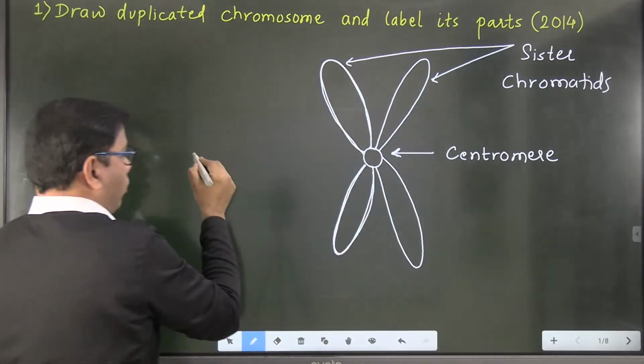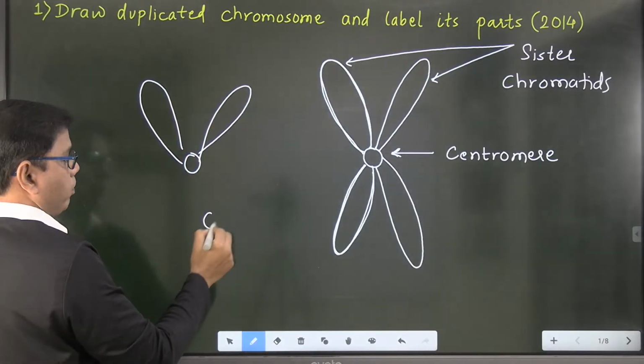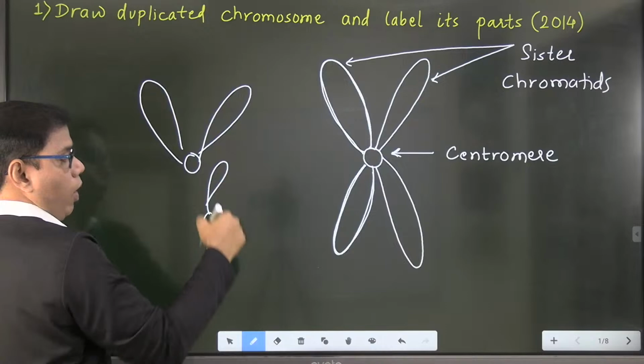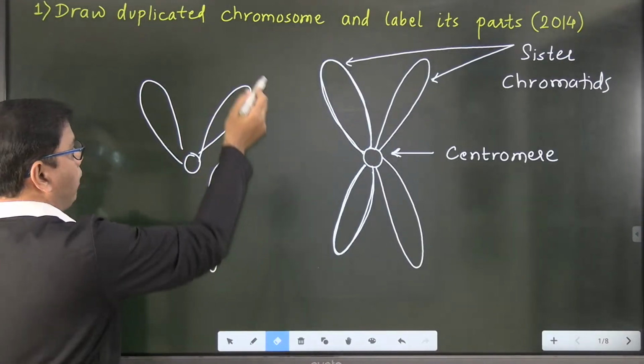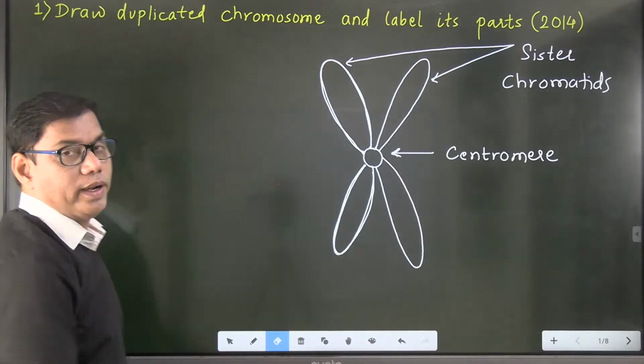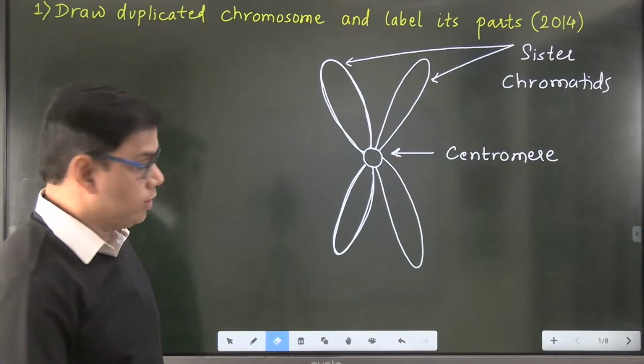Okay, but this part, this one and this one is sister chromatid, and this part is what? This is what? Half chromosome. Okay, and this is chromatid. So this part will be very important when we draw phases of karyokinesis. I hope you have understood this.